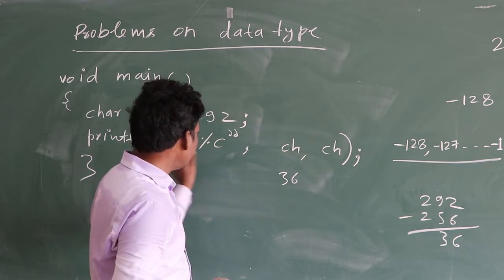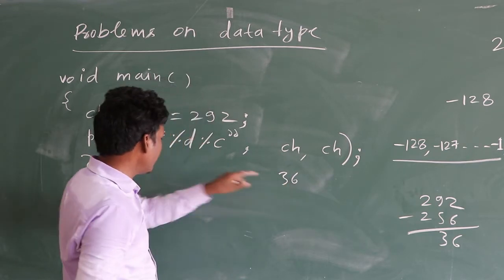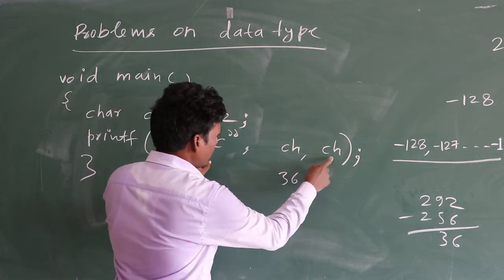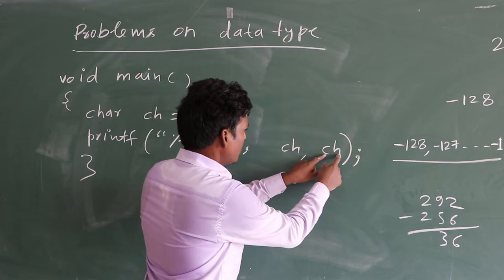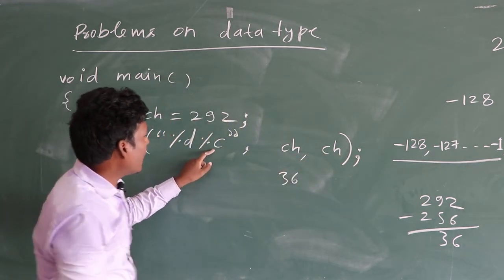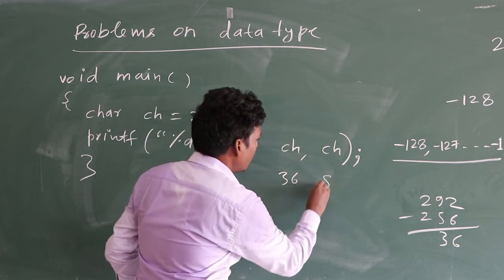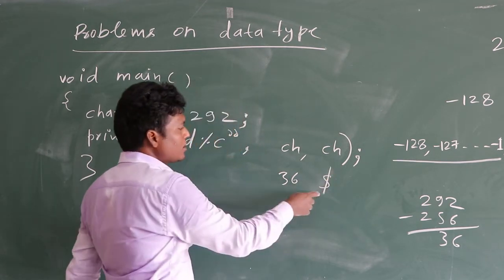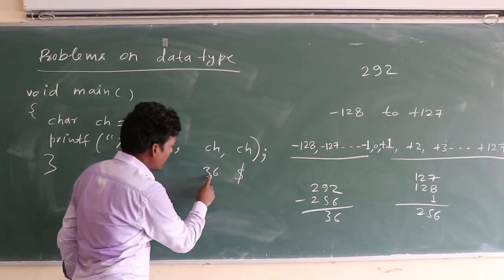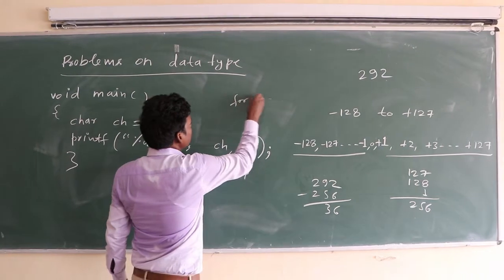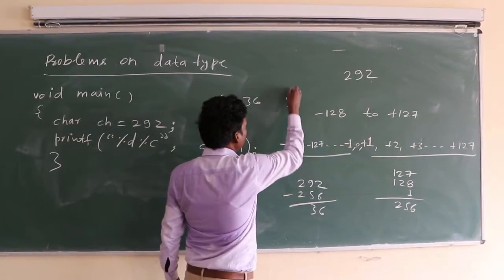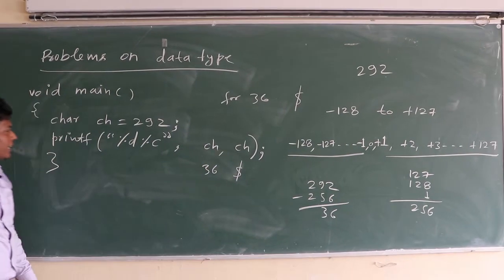So %d prints ch, 36 is printed here, and %c prints the character. %c prints this ch, and the character will be dollar here because dollar is mapped to the ASCII value 36. For ASCII value 36 there is a character, that is the dollar. So dollar will be printed here.